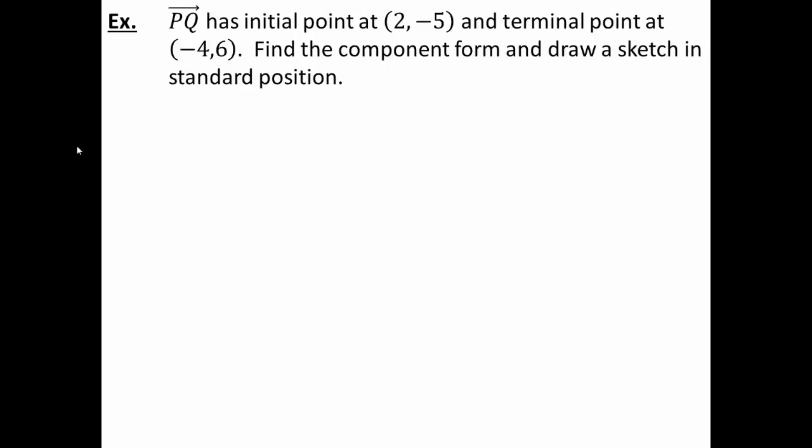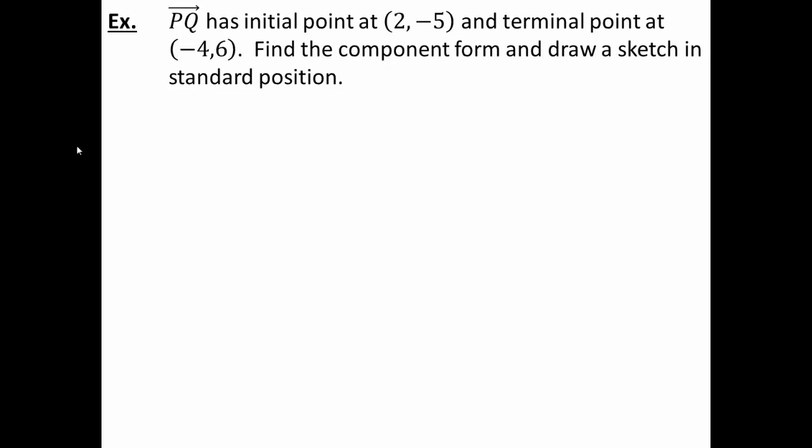So here's an example. Vector PQ has initial point at 2, -5, and terminal point at -4, 6. First we want to find the component form, and then we want to draw a sketch in standard position. I'll give you a second to try it on your own, and then I'll walk you through how to do it.